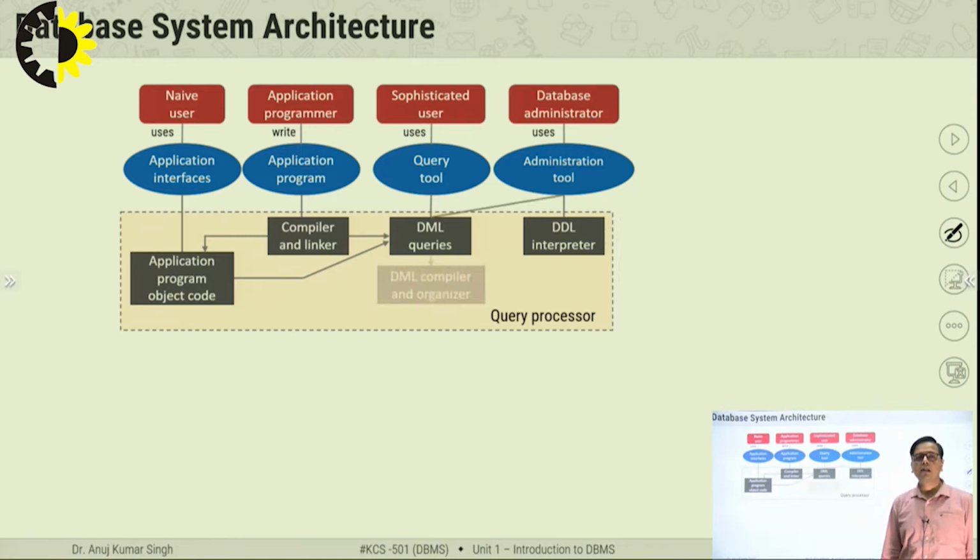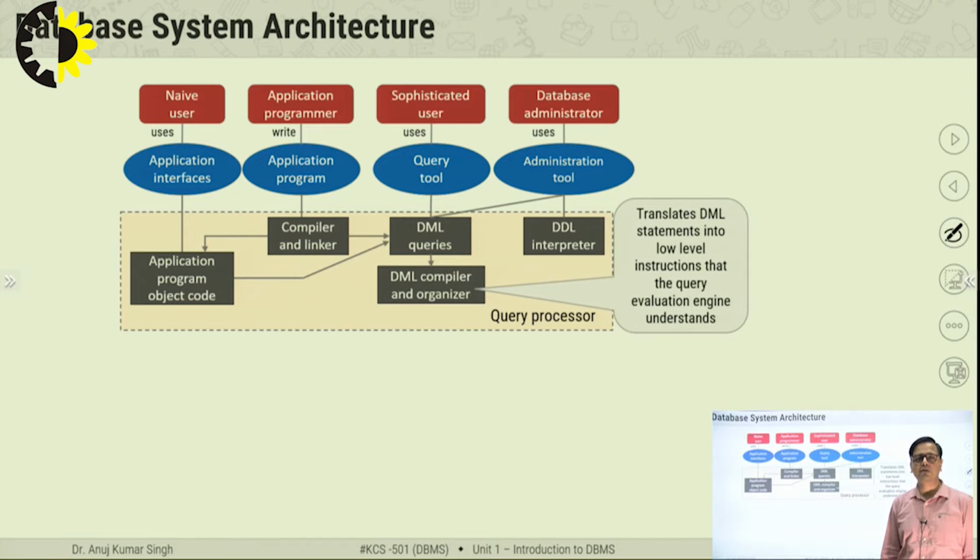Now what do all these things do? They all convert the high level language into low level language, because all the information that comes from all 4 types of users is in a high level language or in the form of natural language. So the basic task of these 4 components is to convert them into low level language so that the query processor understands it and can execute it.